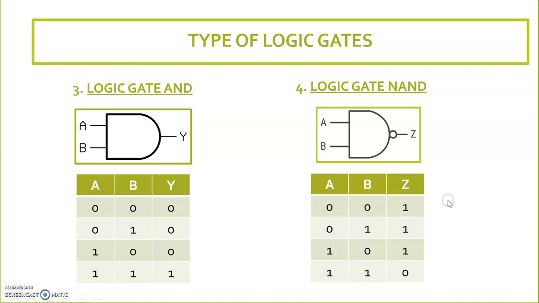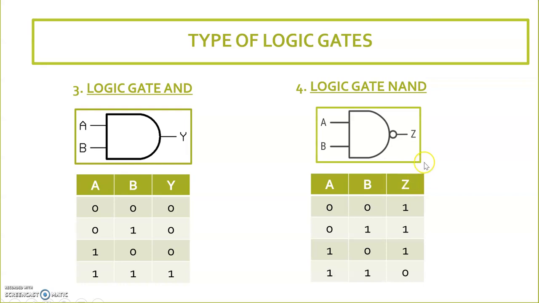Next is the logic gate NAND. NAND is actually not AND. This is the symbol of NAND. It is slightly different from AND because it has a dot over here. It has 2 inputs over here, which are A and B. This is the list of inputs, and Z will be the output.